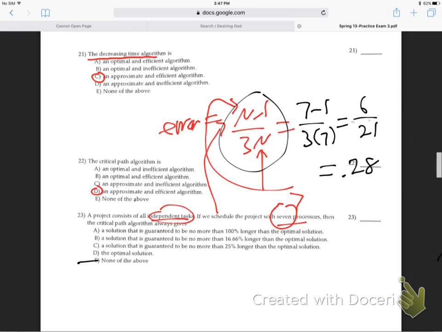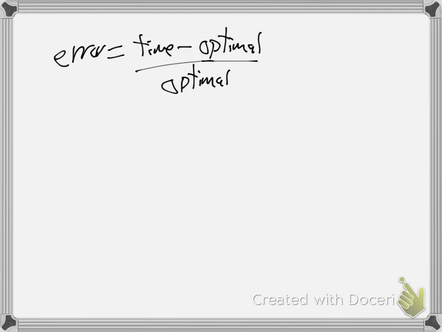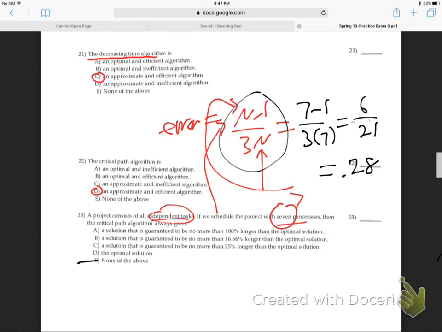So we had 2 kinds of error things. If they give you times and optimal times, then use that formula for error. Both are true. And if they say independent tasks and give you 7 processors, or however many processors, use that formula. No times here, right? So I can't even use the other formula. Is that good?